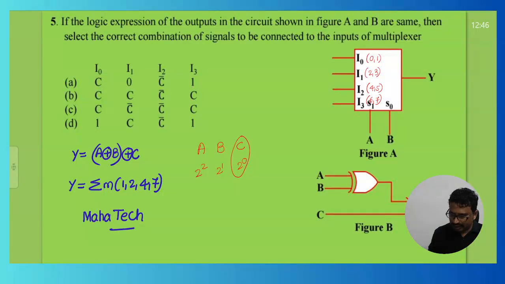Now you can see what has to be connected, we need to see. Now tell me, here C. In 0 and 1, first what we require now is 1. 1 is an upper bound, so that's why C is connected here. In 2 and 3, what we require is 2. 2 is a lower bound, that's why we will connect C bar here. In 4 5, what we need is 4, that is lower bound is required, that's why C bar. In 6 7, 7 is required, 7 is upper bound, that's why C connected.